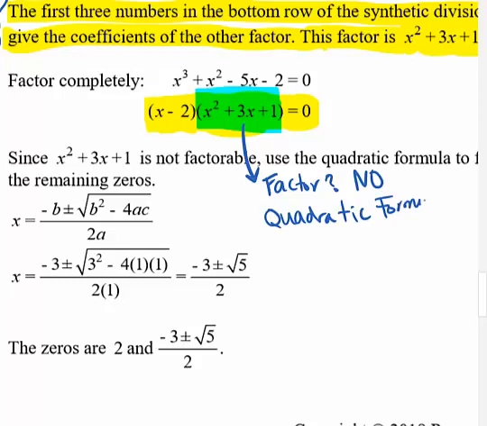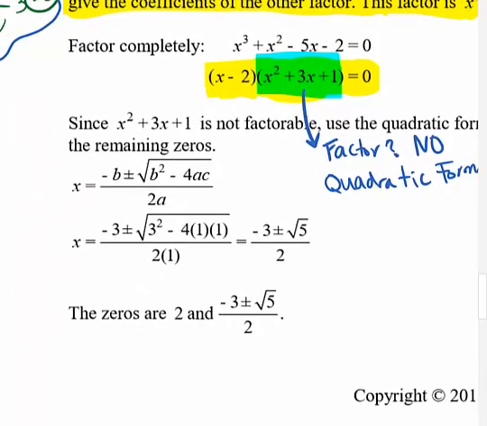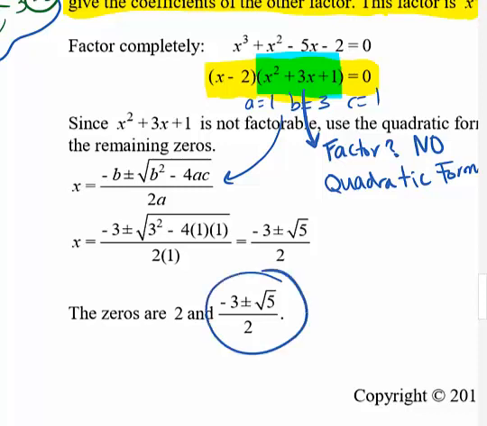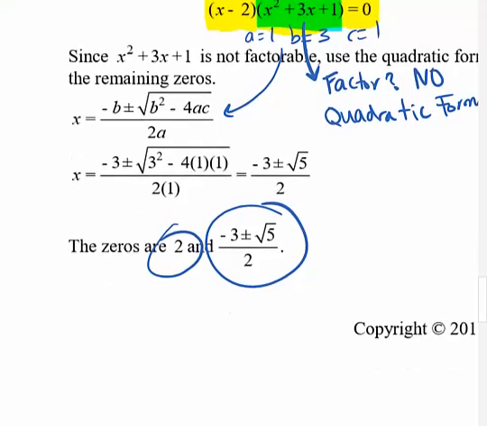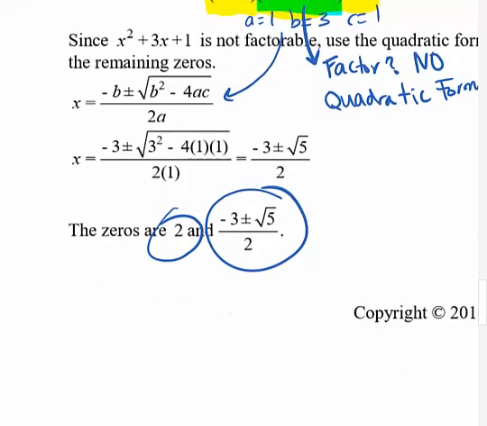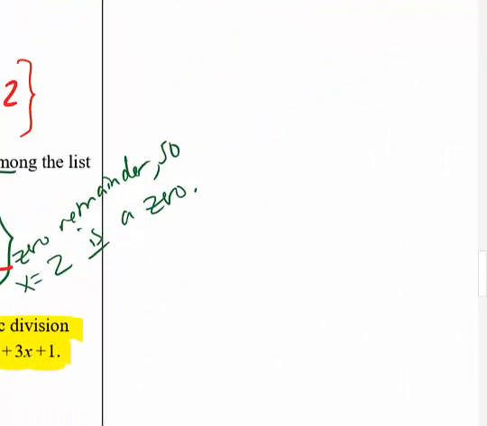Alright, so it looks like that's what they did. They plugged A equals 1, B equals 3, and C equals 1 into the quadratic formula. And then they simplified, so they got -3 plus or minus root 5 over 2. But the other 0, x equals 2, was found at the very beginning of this problem, when we found that synthetic division worked with x equals 2. So that problem was kind of written out for us.